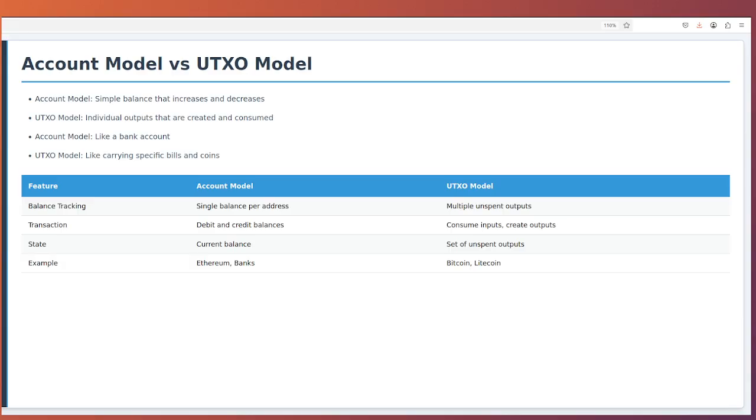However, Bitcoin takes a radically different approach with the UTXO model. Instead of tracking balances, Bitcoin tracks individual chunks of Bitcoin that haven't been spent yet. Think of it like this. The account model is like having money in a bank account where the balance updates, while the UTXO model is like carrying specific bills and coins in your pocket. Each bill has its own ID and history. You can't split a $20 bill in half. You have to spend the whole bill and get change back. This fundamental difference affects everything about how Bitcoin works, from transaction structure to privacy to security.